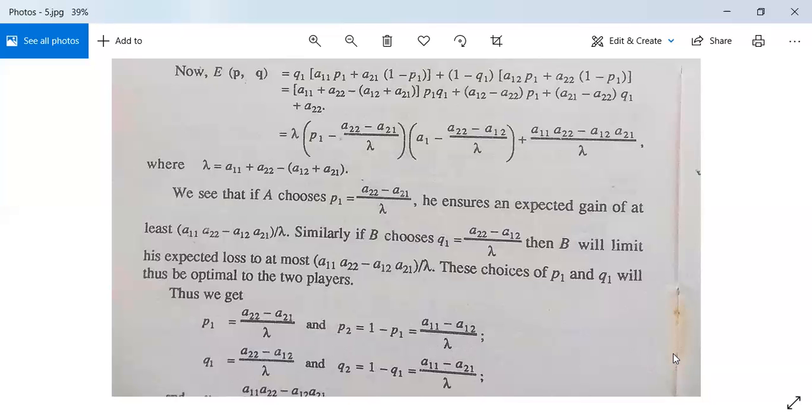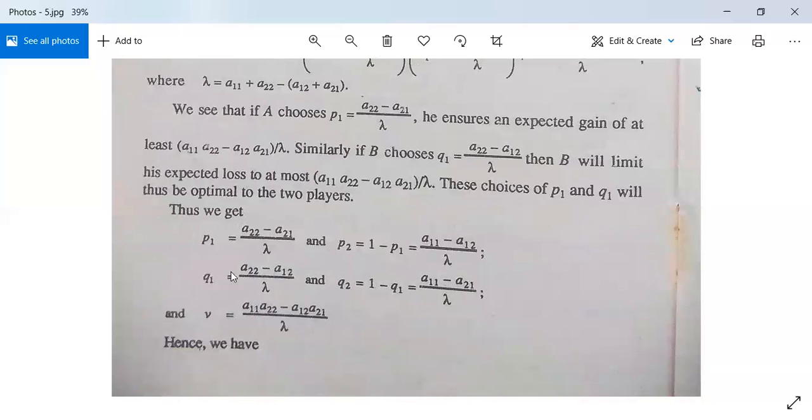Q1 is A22 minus A12 by lambda and Q2 is 1 minus Q1. So it is A11 minus A21 by lambda. Substitute the value of Q1 and evaluate this using the formula for lambda as A11 plus A22 minus A12 plus A21. And nu is your net expected gain of A or net expected loss of B. This is A11 A22 minus A12 A21 by lambda.